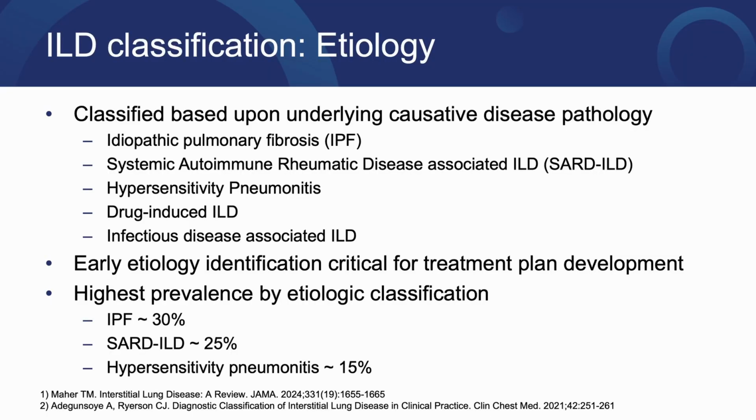As far as infectious disease associated ILDs, these are more the viral infections. Pre-COVID, we would see influenza pneumonias that would leave behind fibrosis or permanent damage of the lungs. And now with COVID, again, the Delta variant was the worst. It's been getting a little bit better.